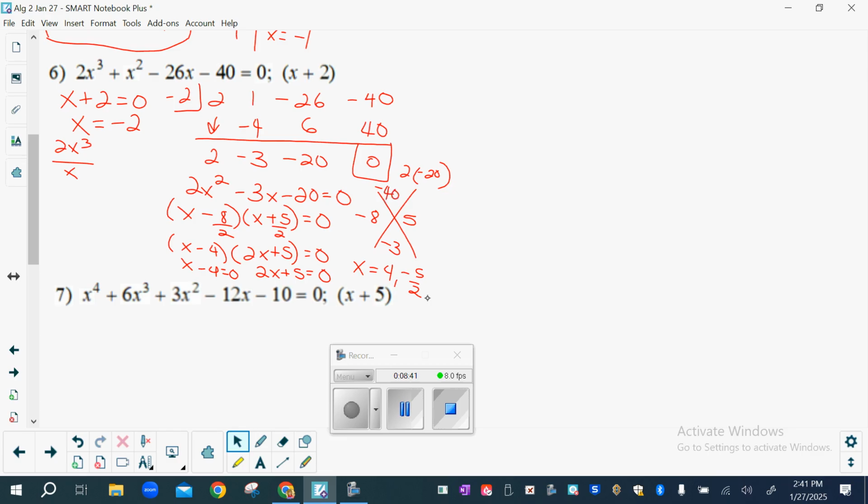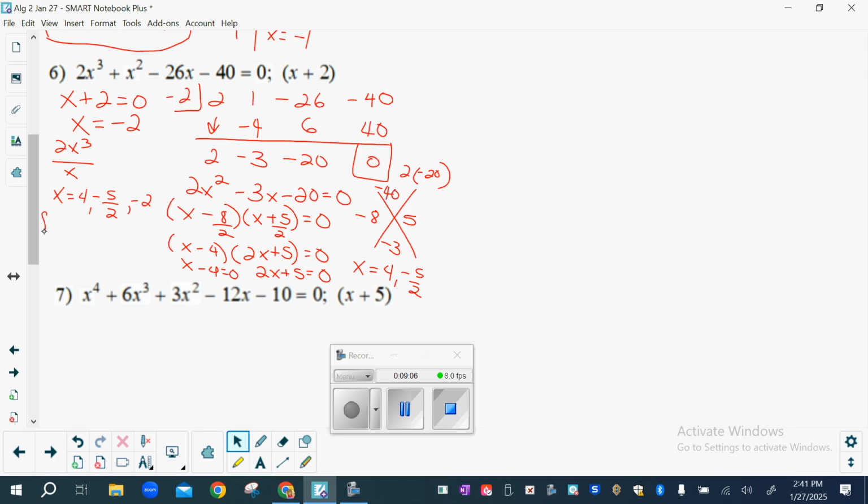So 3 numbers. We've been doing that for a while. Now you don't have to factor this way. If you have another way you'd like to factor, you can. But the factors come out the same. So is our answer just 4? No, our answer is going to be 4, -5/2, and what else? And the -2. So there's 3 solutions.